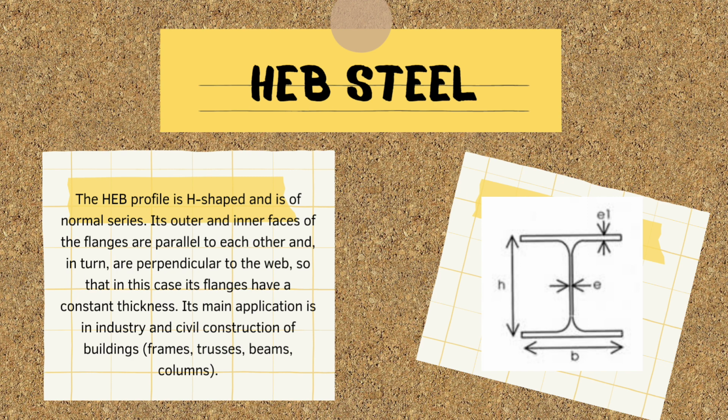HEB steel. The HEB steel profile is H-shaped and is of the normal series. The outer and inner faces of the flanges are parallel to each other and perpendicular to the web, so in this case the flanges have a constant thickness. Its main application is industry and civil construction of buildings, frames, trusses, benches, columns.